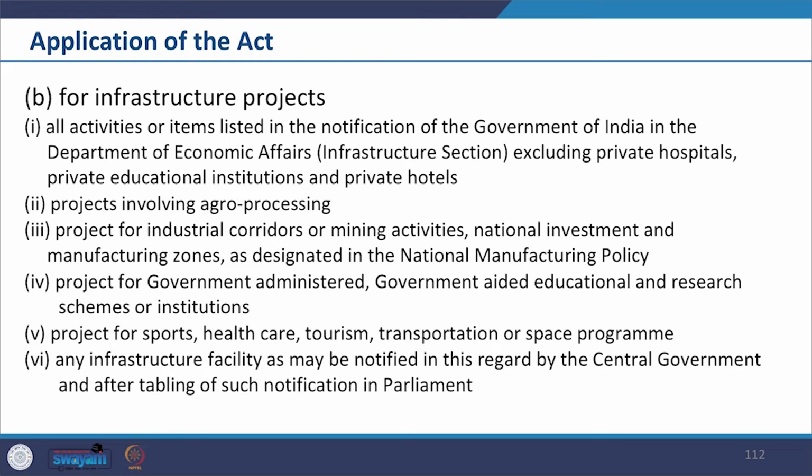We see that infrastructure projects such as projects involving agro-processing, further projects for industrial corridors or mining activities, national investment and manufacturing zones, all come under infrastructure projects. Further, we see projects for water harvesting and water conservation structures, sanitation. Also, we see projects for government administered, government aided educational and research schemes or institutions. Projects for sports, healthcare, tourism, transportation or space programs. We also see any infrastructure facility as may be notified in this regard by the central government after tabling of such notification in the Parliament.